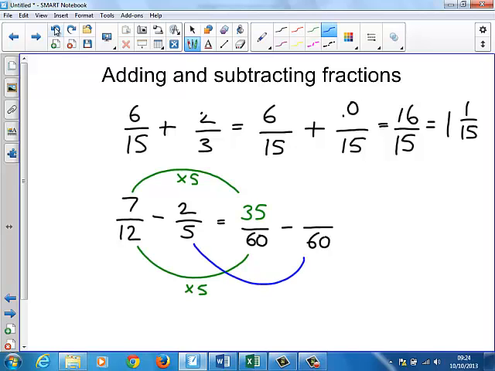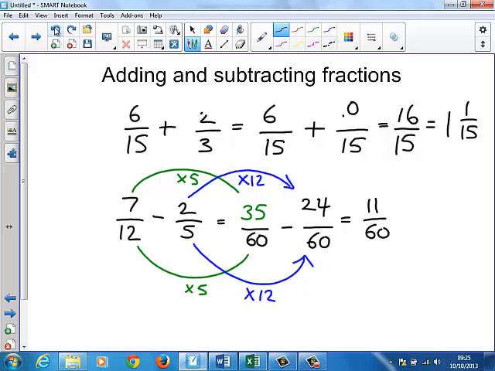To get from 5 to 60, we're multiplying by 12. So we do the same to the numerator. 2 multiplied by 12 gives us 24. Now the denominators are the same. We can simply do 35 take away 24, which gives us 11 over 60.